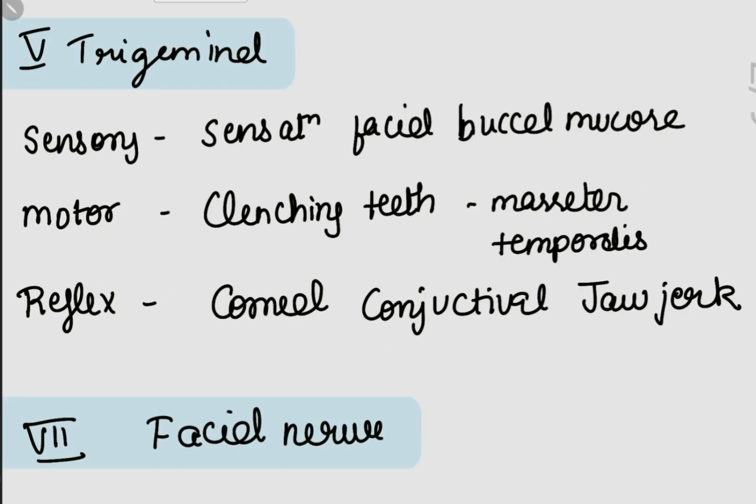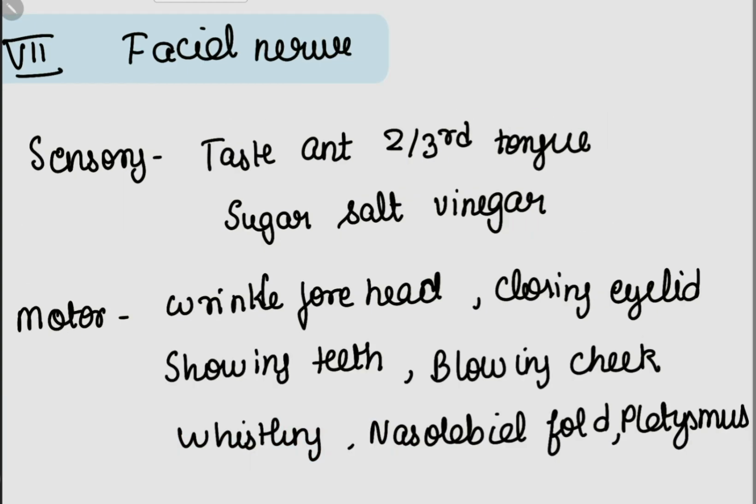Then fifth cranial nerve, the trigeminal nerve. For the sensory part, sensation of the facial mucosa and buccal mucosa. Motor part, clenching teeth; masseter and temporalis are the muscles involved. Reflexes: corneal, conjunctival, jaw jerk. Then we'll examine the facial nerve, the seventh nerve. Sensory test of the anterior two-thirds of the tongue: sugar, salt, vinegar. Then motor: wrinkling of forehead, closing eyelid, showing teeth, blowing cheek, whistling, nasolabial fold, and platysma.